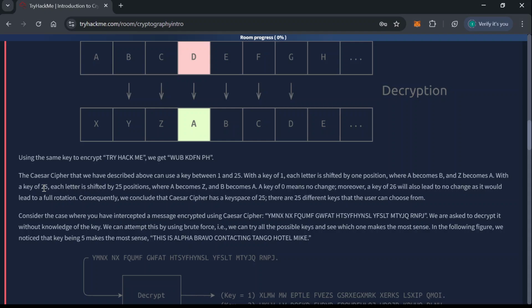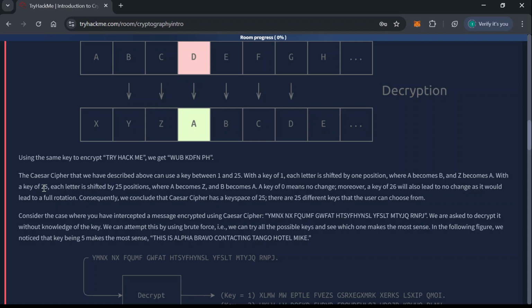If you move it by 25, that means going in the direction of -1. Now, a key of 0 means that there is no change. Moreover, a key of 26 will also lead to no change, as it will lead to a full rotation. Consequently, we conclude that the Caesar cipher has a key space of 25, that is, there are 25 different keys that the user can choose from.